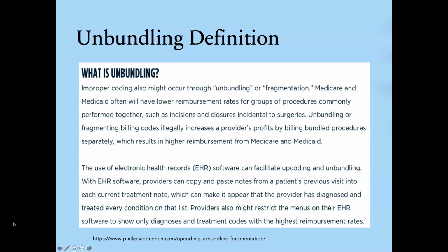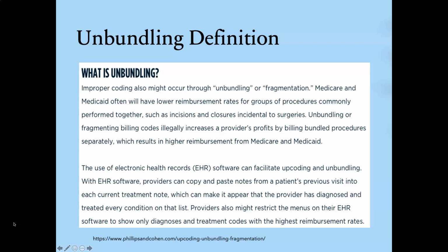What is unbundling? Unbundling is improper coding that occurs through unbundling or fragmentation. Medicare and Medicaid often have lower reimbursement rates for groups of procedures commonly performed together, such as incisions and closures incidental to surgery. Unbundling or fragmenting billing codes illegally increases a provider's profit by billing bundled procedures separately, which results in higher reimbursement from Medicare and Medicaid, which is fraud and abuse.